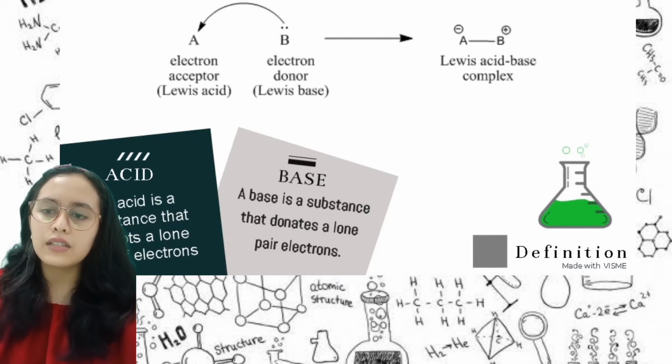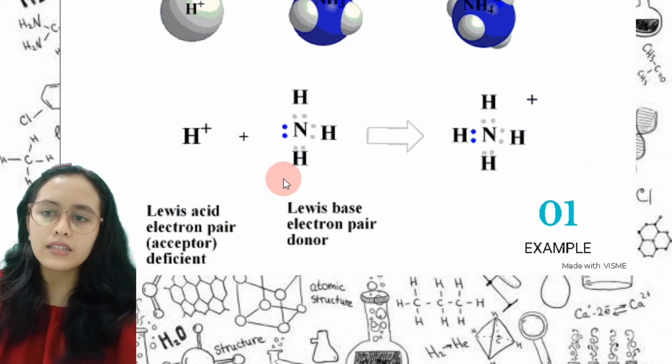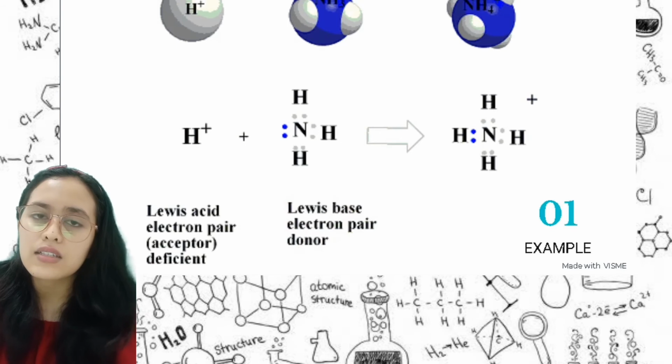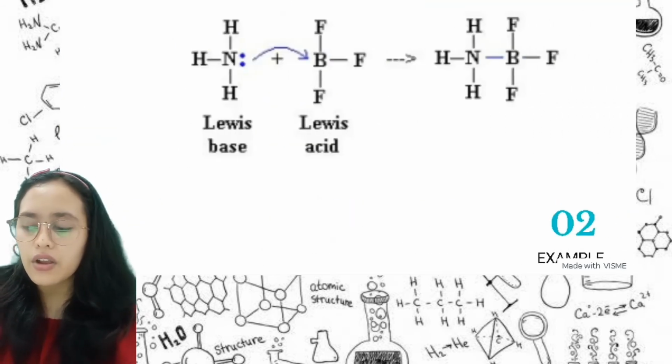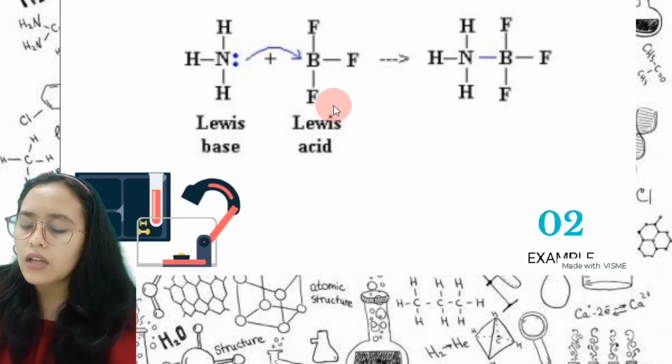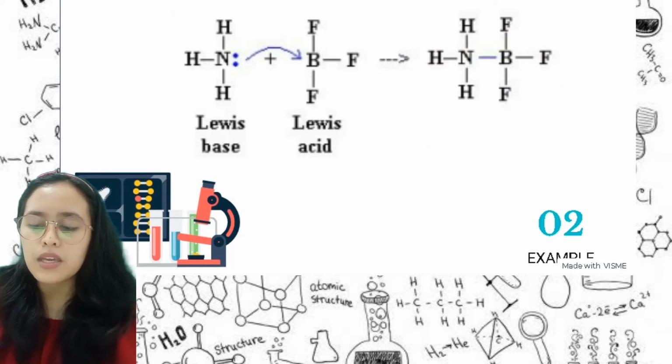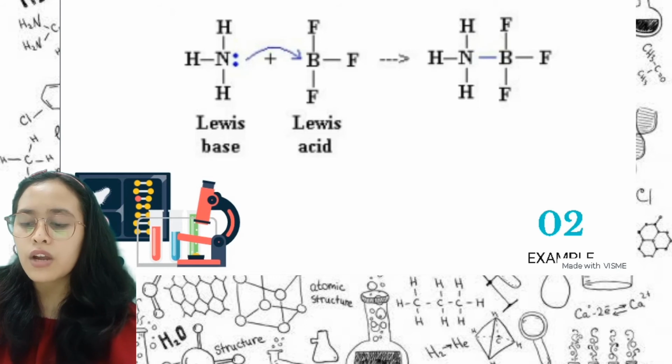This is an example. The hydrogen ion reacts with ammonia and will produce the ammonium ion. The hydrogen ion is a Lewis acid and the ammonia is a Lewis base. This is the second example. The ammonia reacts with boron fluoride and produces ammonia boron fluoride. The ammonia is the Lewis base because it donates a lone pair of electrons, and boron fluoride is a Lewis acid because it accepts a lone pair of electrons.